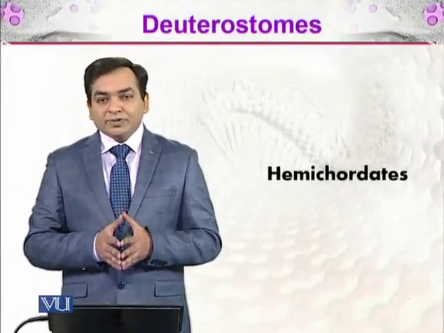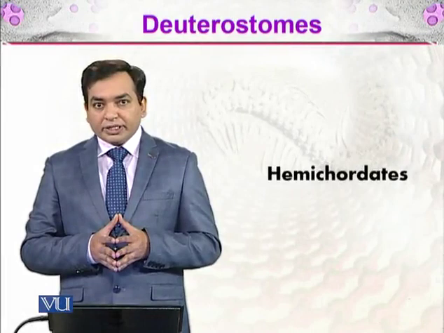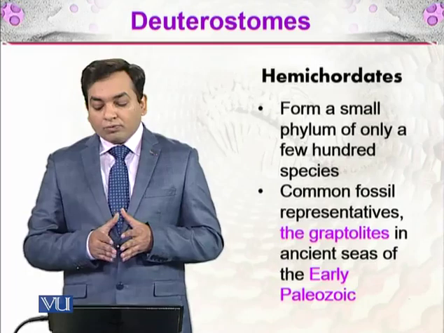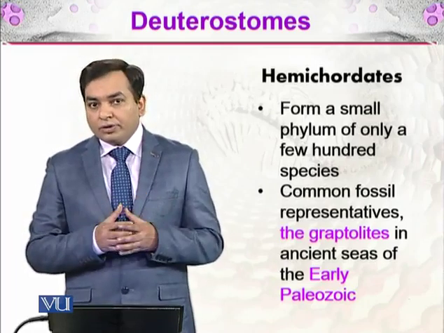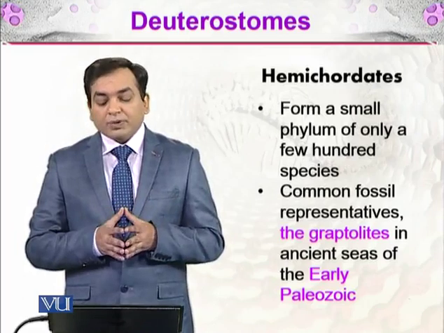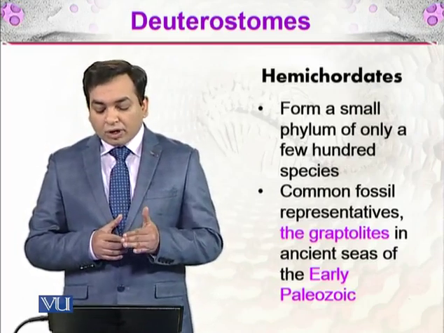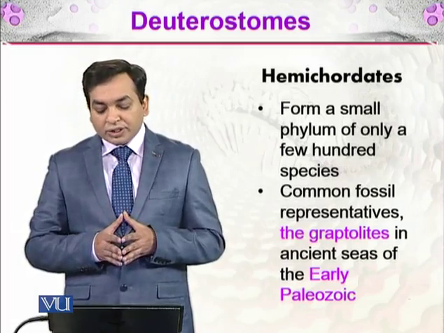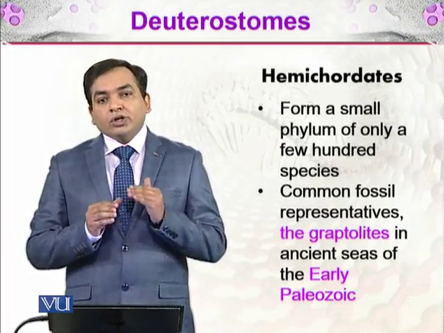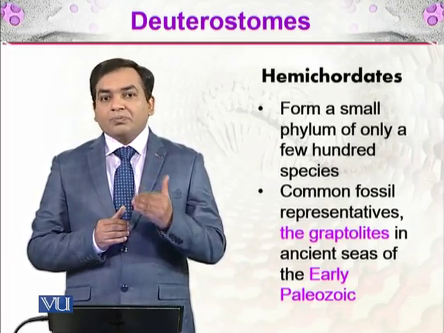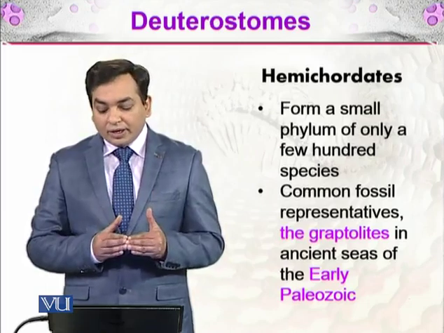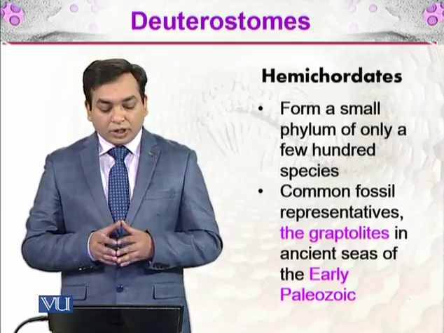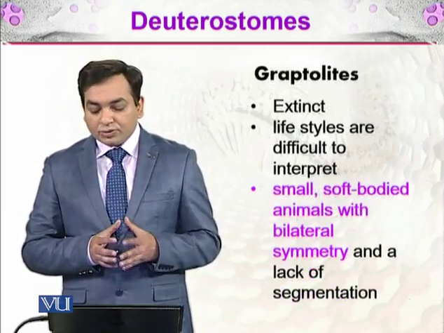In the deuterostomes, we will be discussing the hemichordates today. Hemichordates form a small phylum of only a few hundred species. There are 100 or 200 species present in the hemichordates, and these have a common fossil representative, the graptolites, in the ancient seas of the early Paleozoic. There is only one particular fossil that we see today, and that is the graptolites. These were present in the seas of the early Paleozoic era.